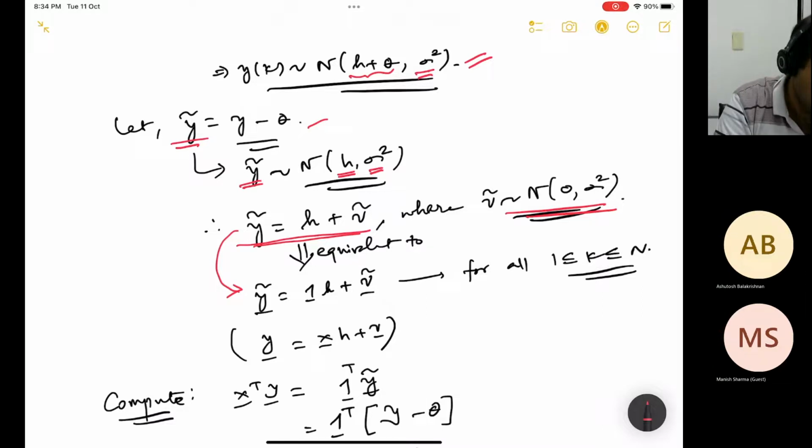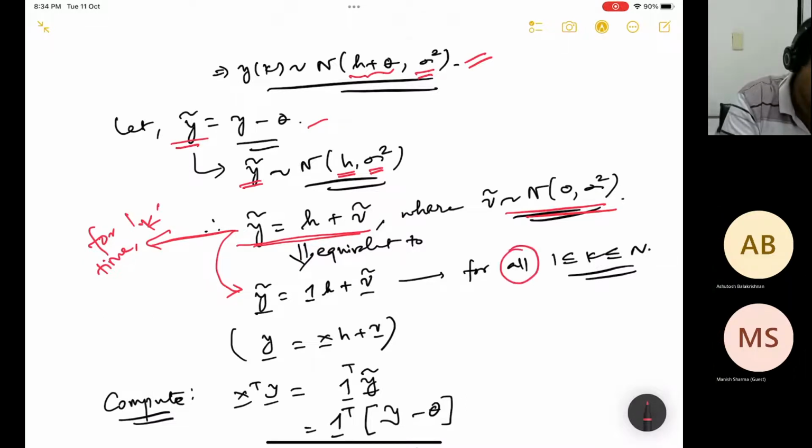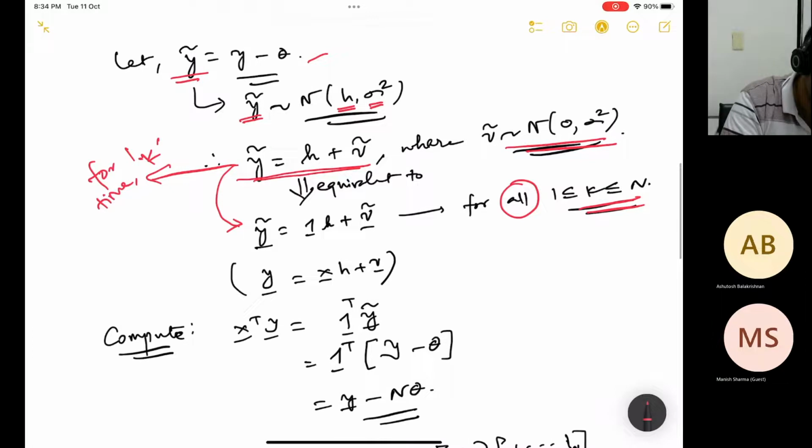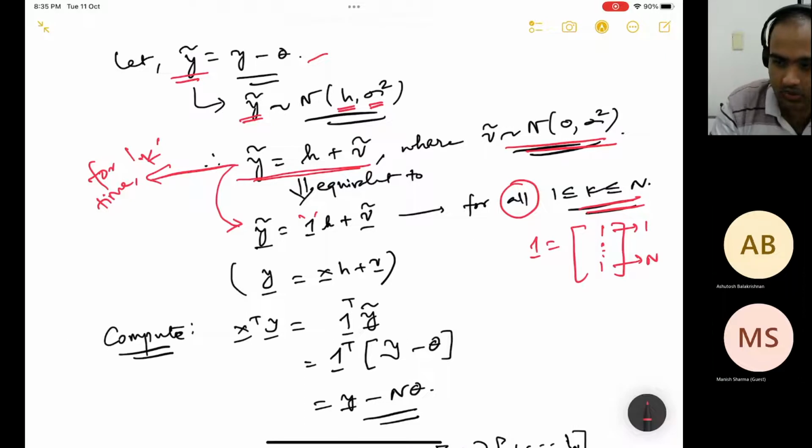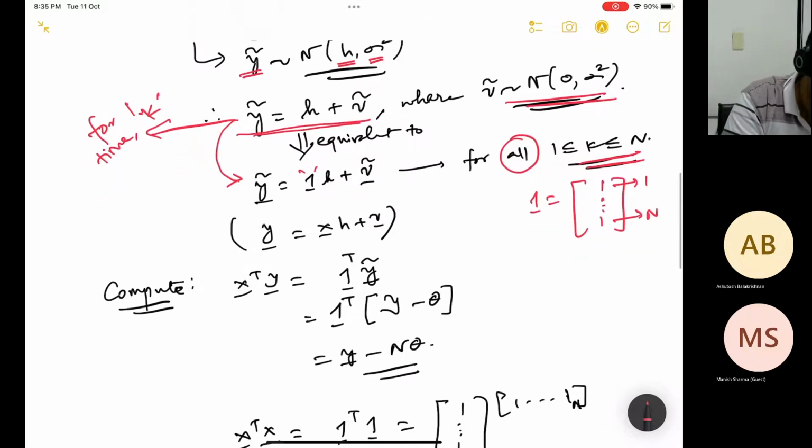Now this is for one time instant, say k. For all k, where k is from 1 to n, we'll basically have a vector. So the y tilde vector will be the vector 1 times h plus v. This vector 1 is basically a vector of all ones, from 1 to n, so it has n ones. And this is equivalent to x times h plus v.